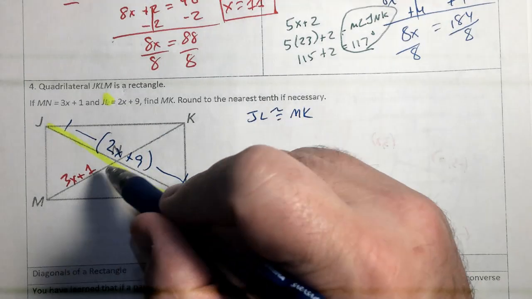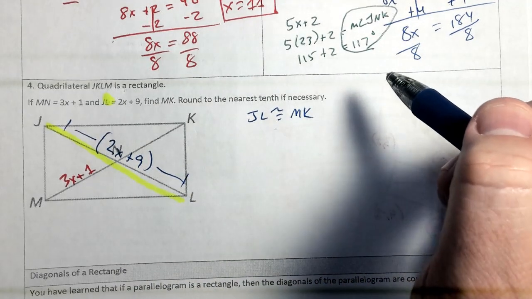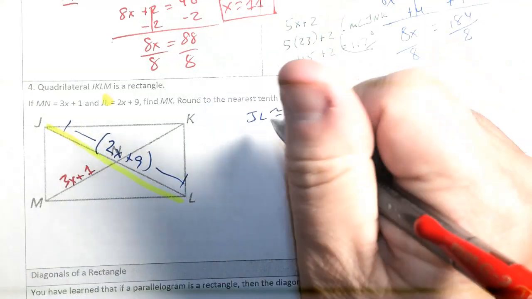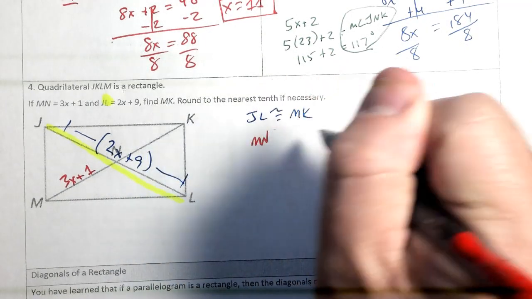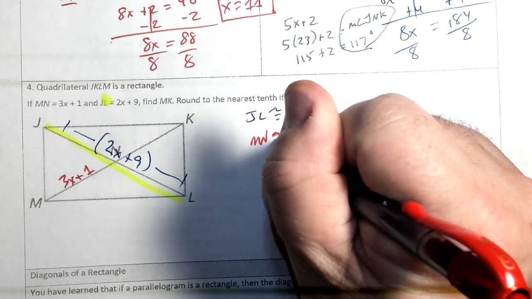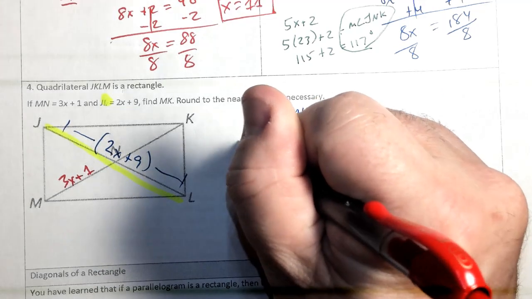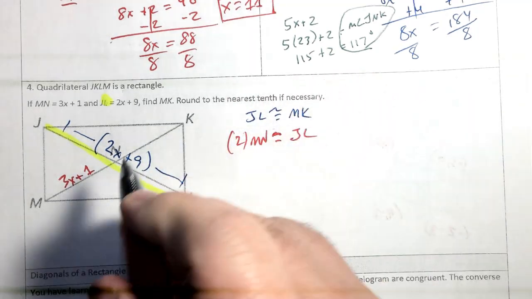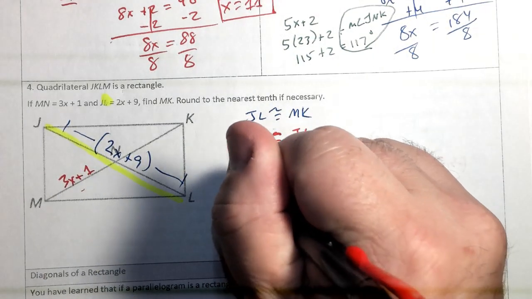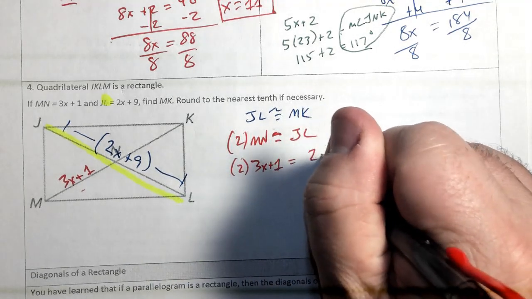So we're going to have to solve for x first to do this. Because we have x here for MN, let's just do it like this. MN, because these guys are congruent, MN's half of that. 2 times MN is equal to JL, because it takes 2 of these to make one of those. So now we just plug in. 2 times 3x plus 1 equals 2x plus 9.